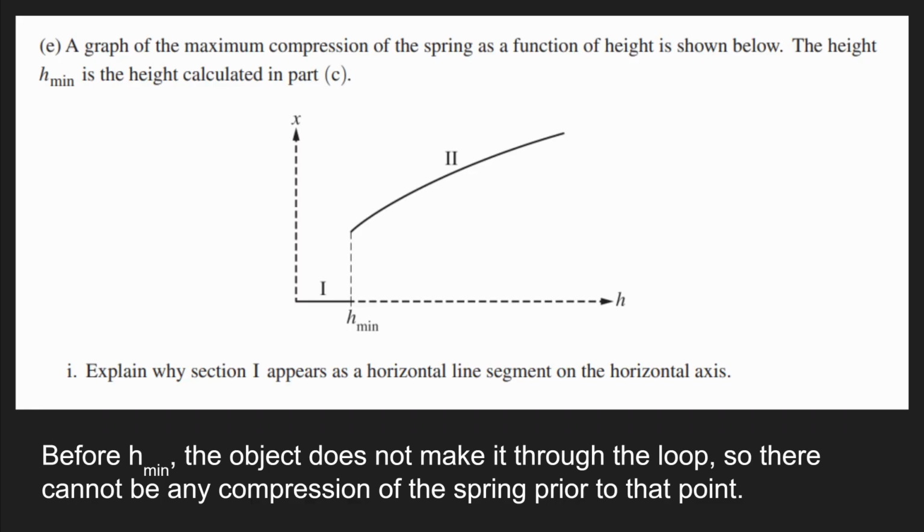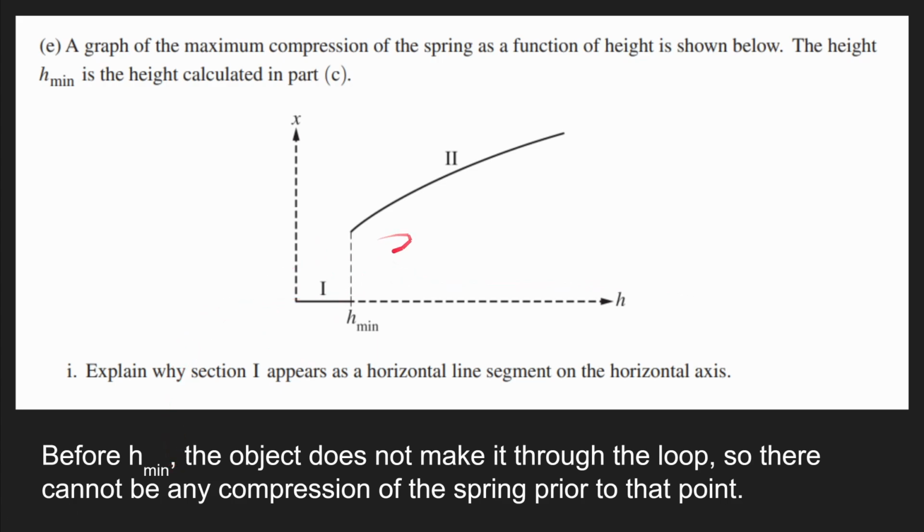Moving on to letter E, where we have our last part of this question. A graph of the maximum compression of the spring as a function of height is shown below. The height h_min is the height calculated in part C. So what they're saying is, this here is the height, this is compression. As you can see in section 1, it doesn't exist, and that's actually part 1. Explain why section 1 appears as a horizontal line segment on the horizontal axis.